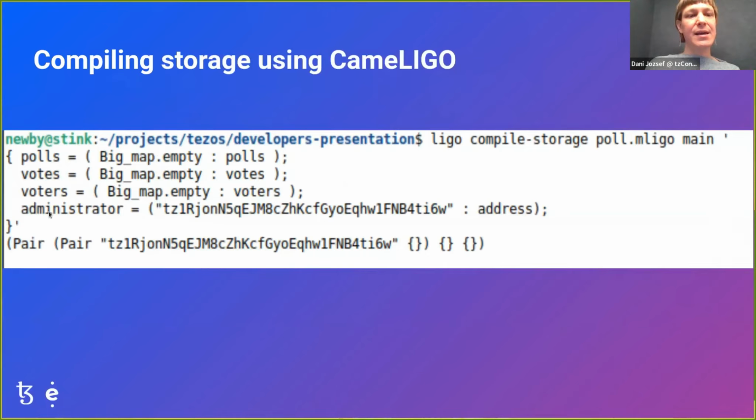So here you see a storage definition in LIGO language. And we are running LIGO compile storage, which looks at the contract itself and what its type is supposed to be, and takes this definition and compiles it into a Michelson data format, which you can see here, this pair thing. Essentially here we're setting an administrator address for a smart contract.